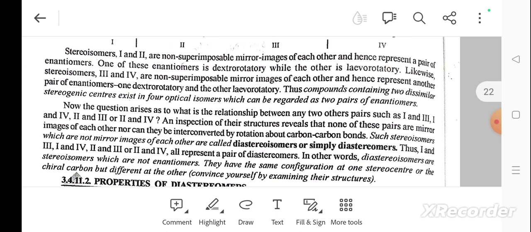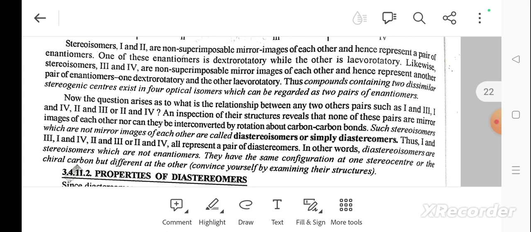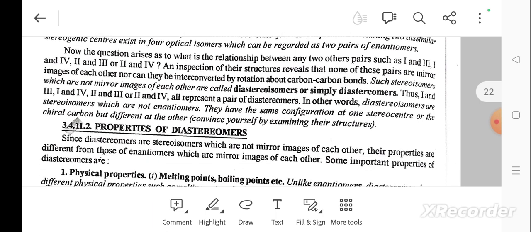One of these isomers is dextrorotatory while the other is levorotatory. Likewise, stereoisomers third and fourth are non-superimposable mirror images of each other and hence represent another pair of enantiomers. One of these is dextrorotatory and the other is levorotatory. Thus a compound containing two dissimilar stereogenic centers exists in four optical isomers, which can be regarded as two pairs of enantiomers. Now the question arises as to what is the relationship between any two pairs: first-third, first-fourth, second-third, second-fourth.